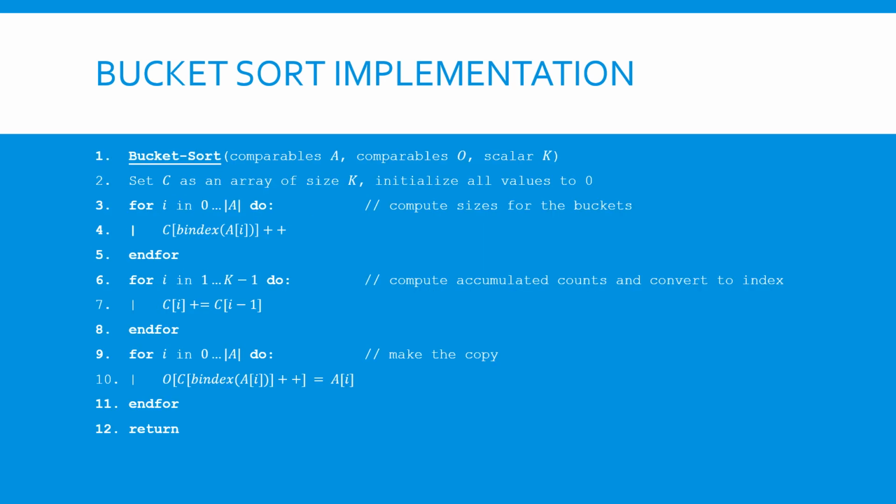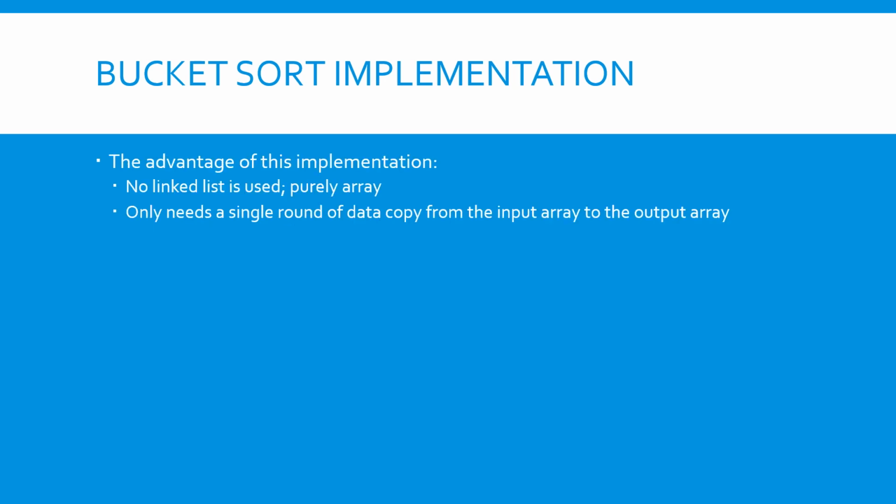Here is a pseudocode for bucket sort. It contains 3 for loops. The first one computes the basic count array. The second one accumulates the count into output indexes. And the third one copies the data from the input array to the output array. Compared to a naive implementation, this version has 2 major advantages. First, it only uses arrays and avoids using the less effective linked list. Second, it only makes 1 round of data copy from the input to the output array.